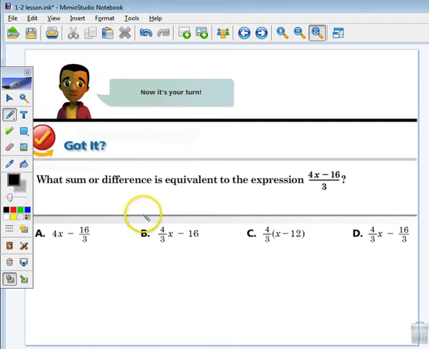Alright, so now it's your turn. Go ahead and choose the correct one. Alright, so in this case, the correct choice will be D.